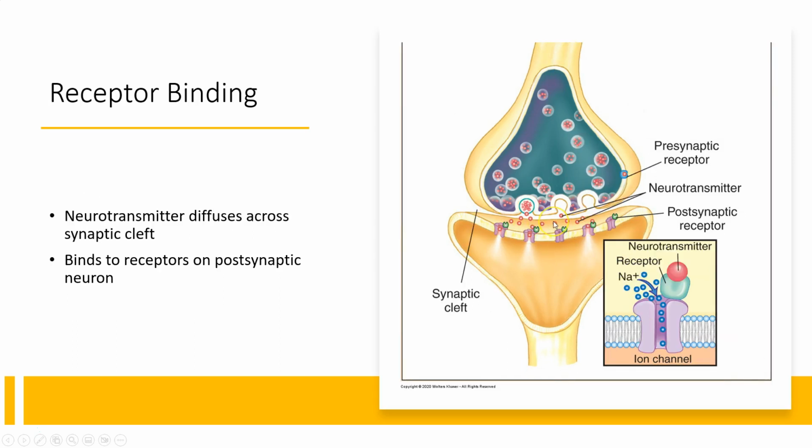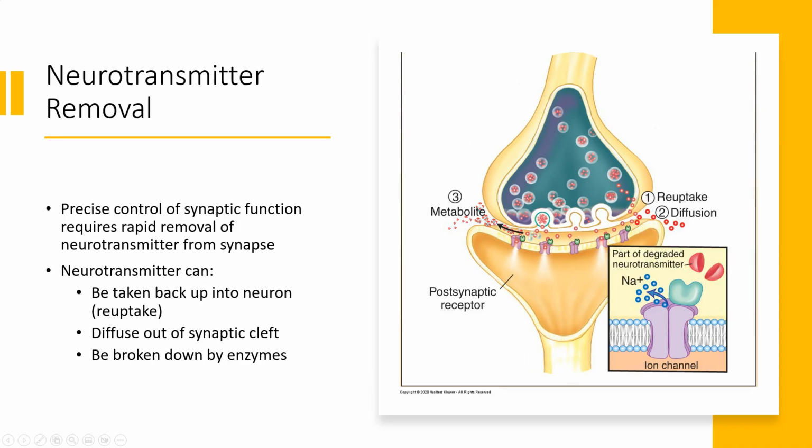Once in the synaptic cleft, this neurotransmitter will diffuse across that cleft towards the postsynaptic neuron, and it will bind to a postsynaptic receptor. It's important to have control of this synaptic function, and so this will require the removal of the neurotransmitter from the synapse. This way you don't have excessive or inappropriate neuronal impulses being made.